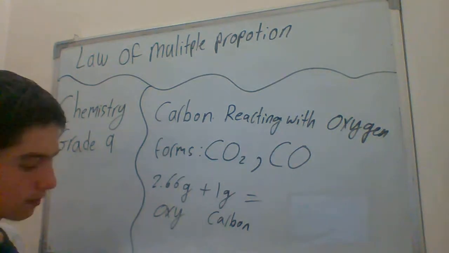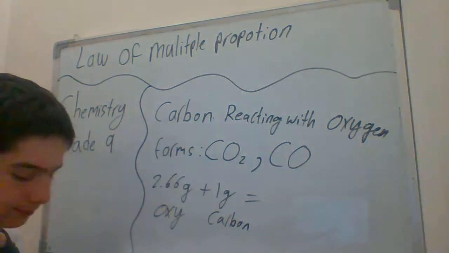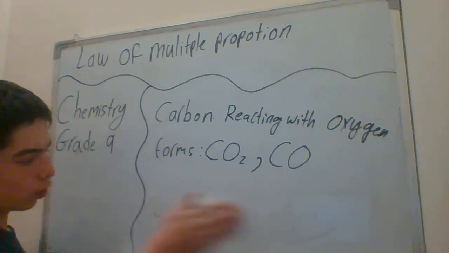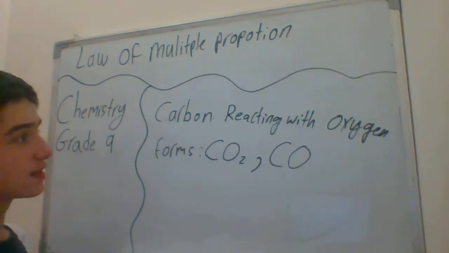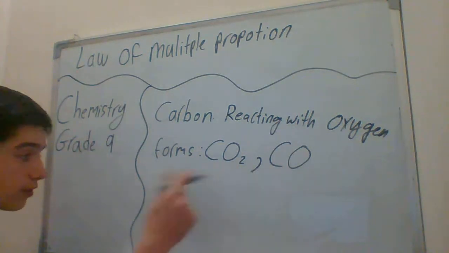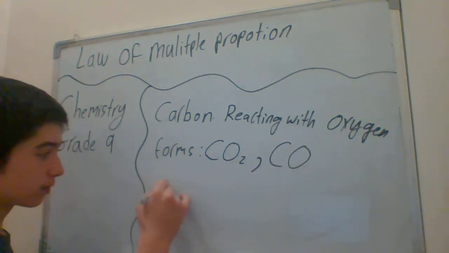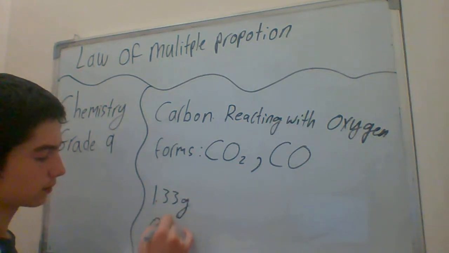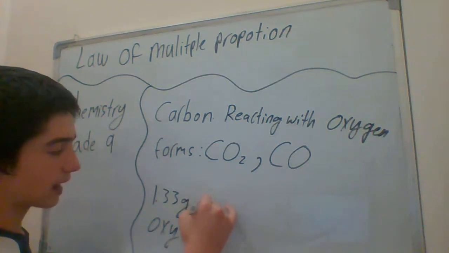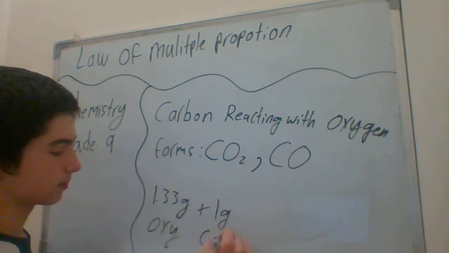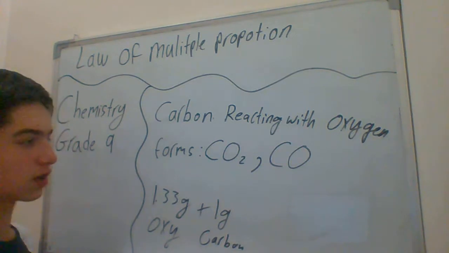Now what about carbon monoxide? With carbon monoxide, it will be the opposite. Of course you can see that we're going to have different proportions. We can see that we're going to have just 1.33 grams of oxygen right over here, and when it reacts with 1 gram of carbon, then it will give us carbon monoxide.